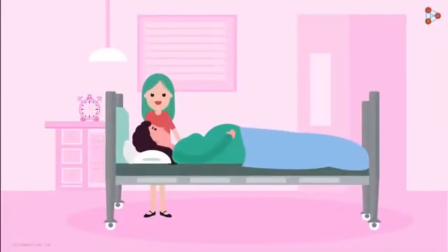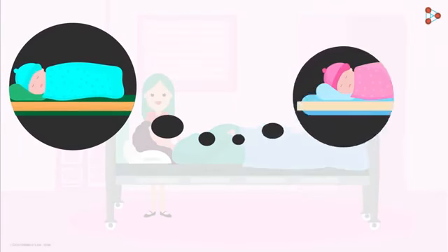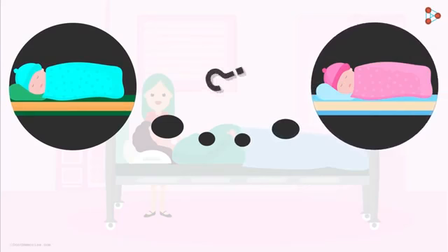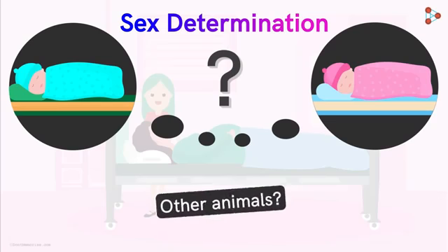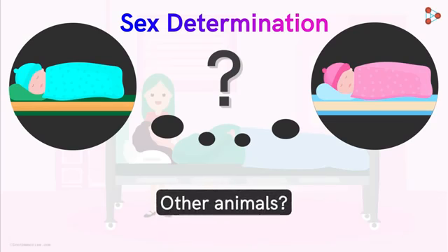Nora had been to see her aunt, who was expecting a baby. She was curious to know whether it would be a baby boy or a baby girl. But how can this be found? How is the sex of a child determined? And is it the same for other animals as well? Let's find out.